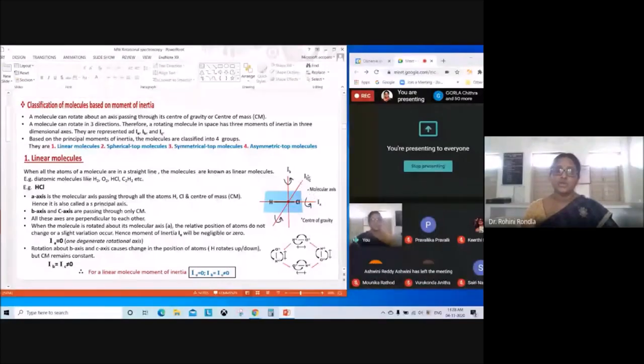IB is not equal to 0 and IC is not equal to 0, because rotation about the B and C axes causes a change in the positions of the hydrogen and chlorine atoms. For linear molecules, IA is equal to 0, IB is not equal to 0, and IC is also not equal to 0. That is why IB is equal to IC, which is not equal to 0.